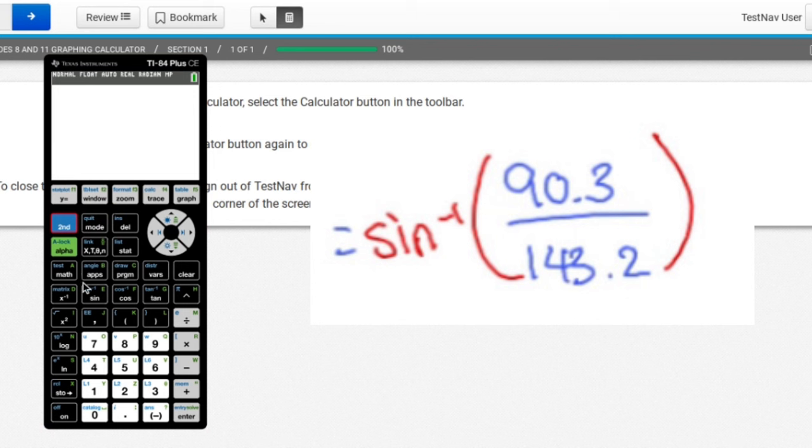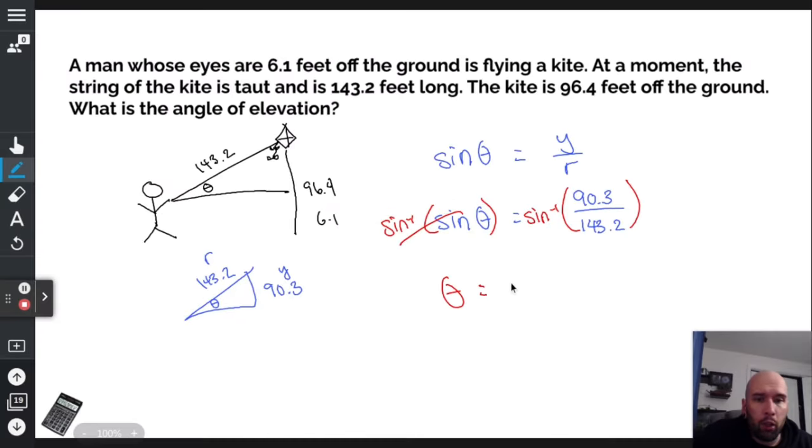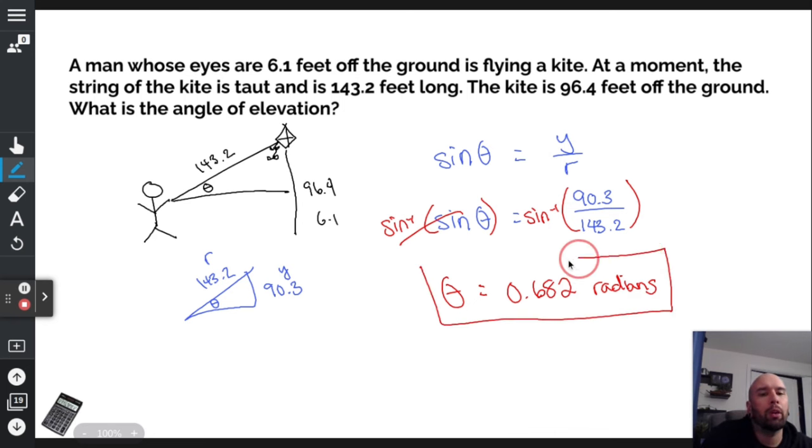Inverse sine is going to be second sine, and then we have to type out 90.3 divided by 143.2. I guess we can close the parentheses because it's proper. Hit enter. And that's 0.6823 and so on, radians. So we'll round it to 0.682 radians. All right, Mr. Calculator, you have spoken. 0.682. I've heard of blink 182, but 0.682, not the same at all. Radians, though, we're dealing with radians because that's what AP Precalculus deals with.